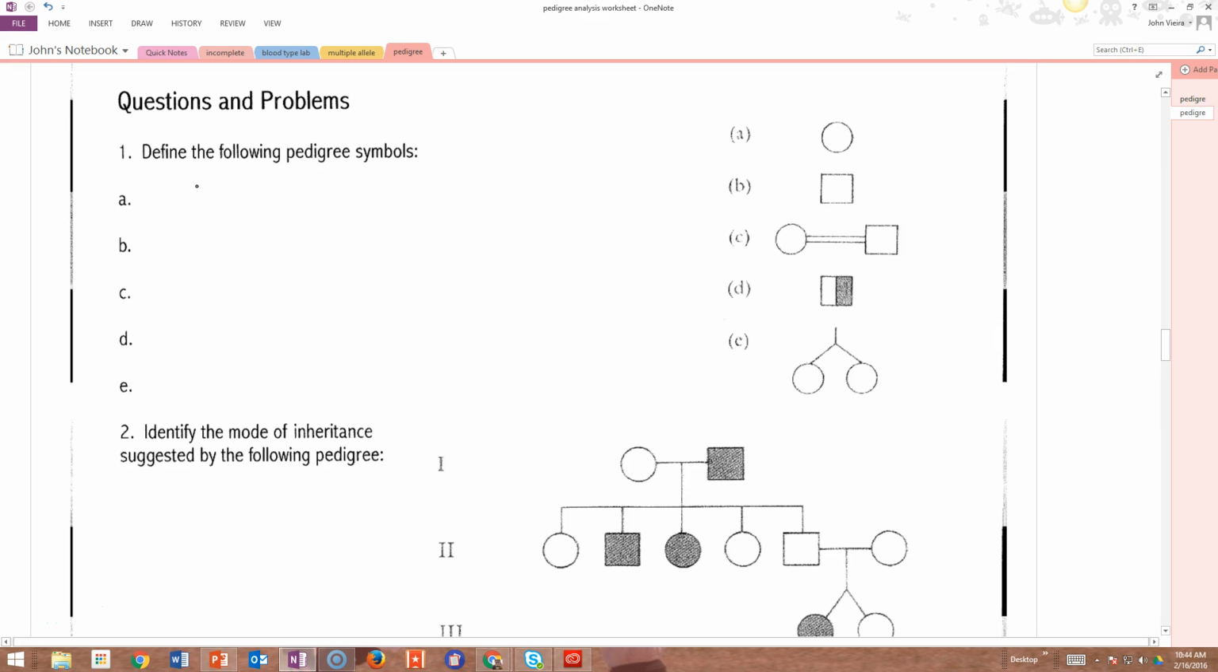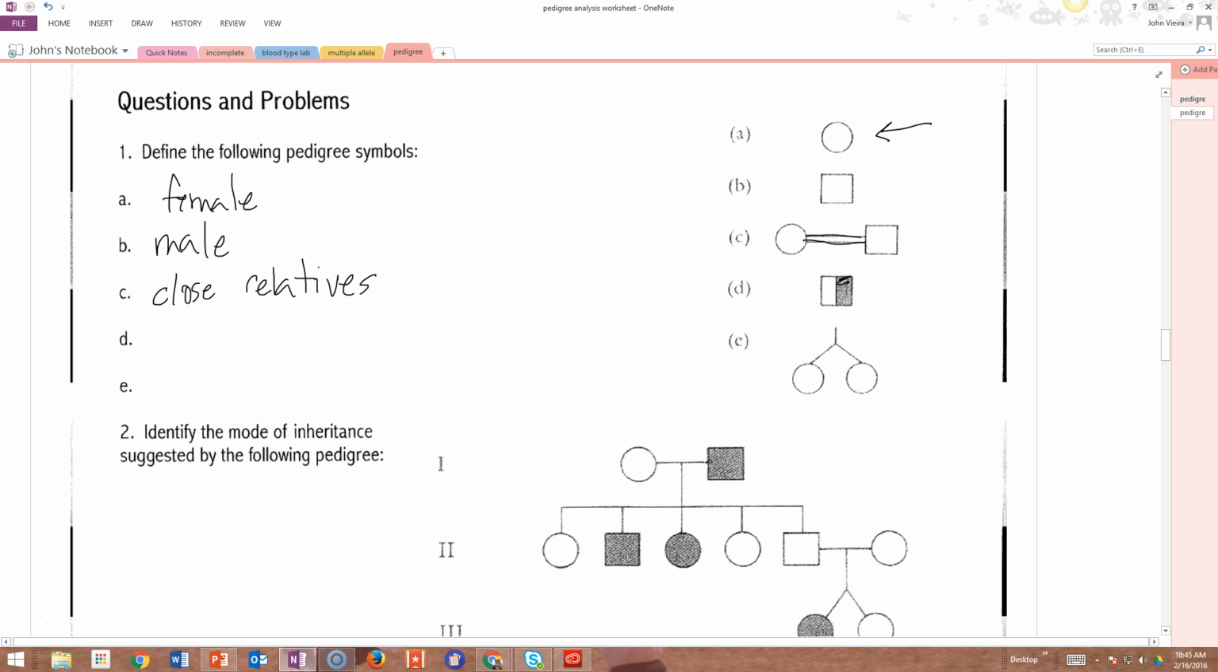All right, guys. So let's go over the answers to the pedigree analysis worksheet as quickly as possible. We're going to want to know what all of these symbols are. A, that is a female because it is a circle. B, that is a male because it is a square. When you have not one but two lines showing breeding between a male and female, that is close relatives that are breeding. So that's ultimately like a type of incest, like two first cousins that have bred together.